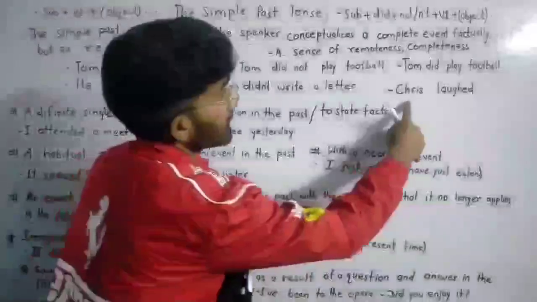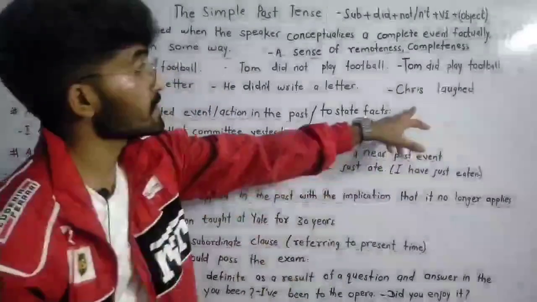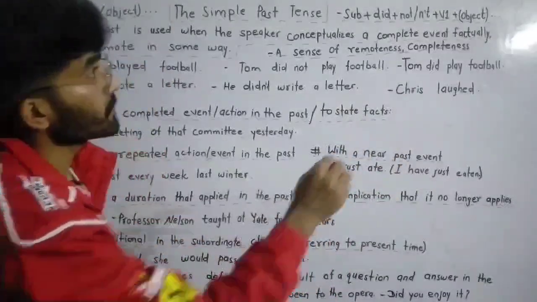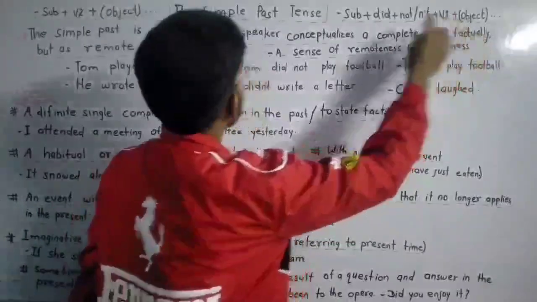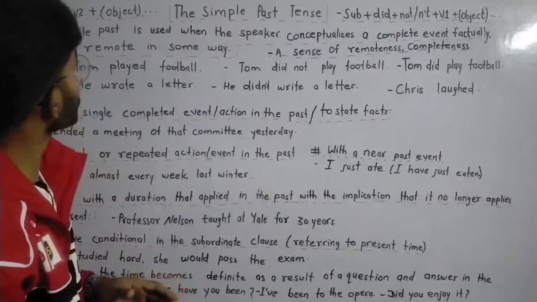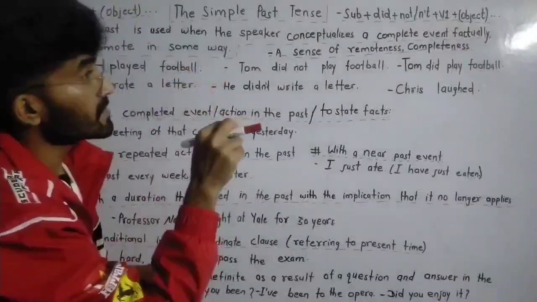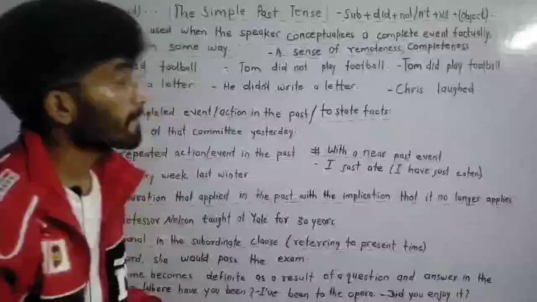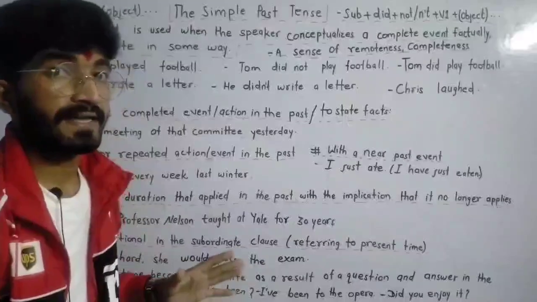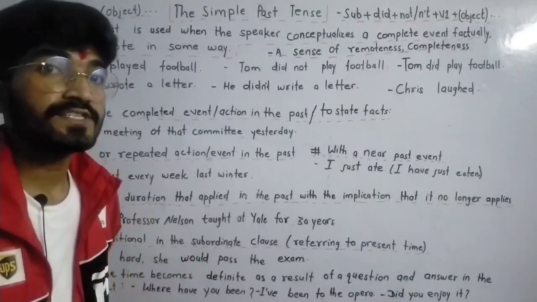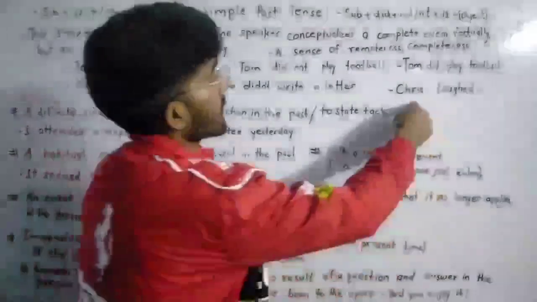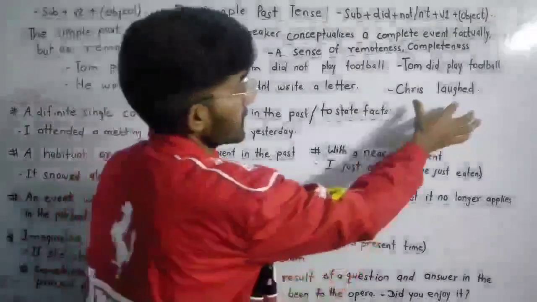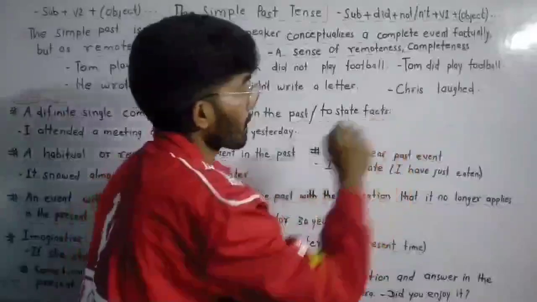And another sentence: Chris laughed. The sentence is complete and meaningful. I have already said that I have used parentheses here, and that means the object is not always compulsory. Without an object, sentences might be complete. That's why I have used parentheses here, and here without an object the sentence is complete.